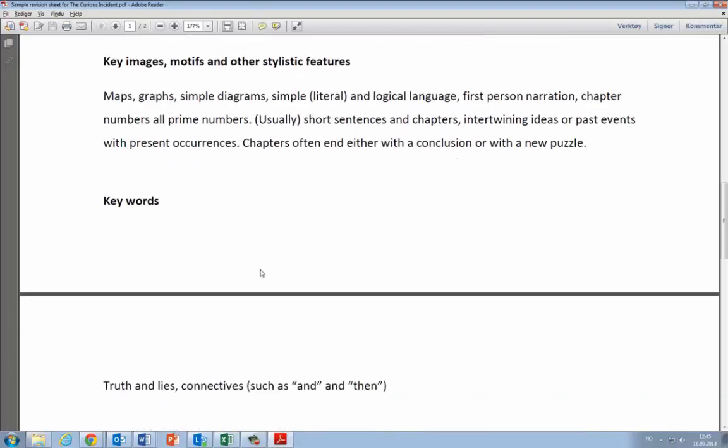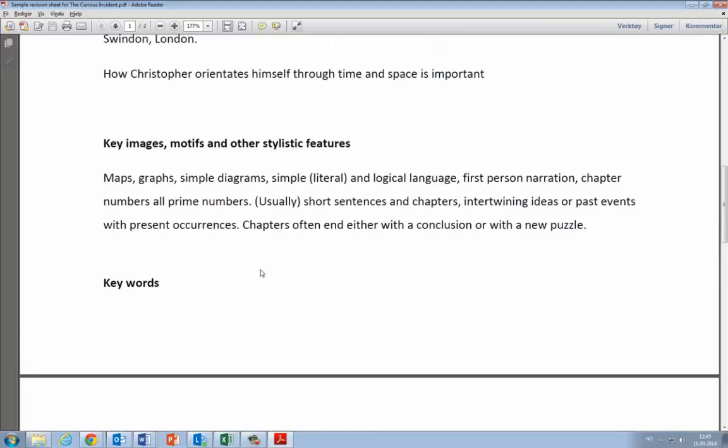Very crucial, no matter which text you're talking about, will be key images, motifs and other stylistic features. Now again, how you note these down will be up to you, but with Christopher it's helpful to be reminded that he likes using illustrations, maps, graphs and diagrams. What's more, these are usually very clear and orderly and simple, reflecting the way he looks upon the world. So too with his language. This too is often simple and logical.